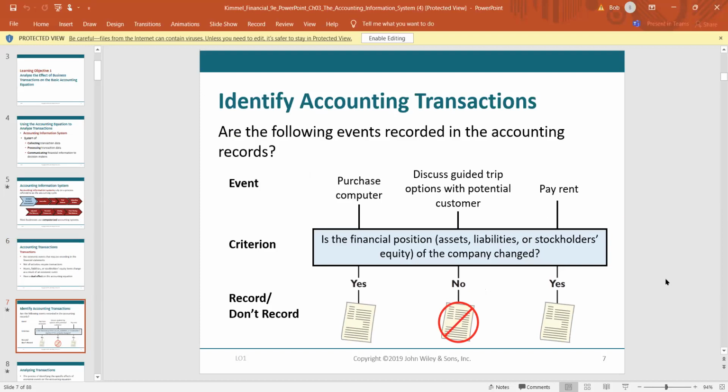Are the following events recorded in the accounting records? You purchased a computer. Of course you record that. There's your invoice. You paid the rent on the far right. Of course you did. Discuss guided trip options with potential customers. No, that's not a transaction that cost you any money or did anything to impact the company. So that's an external event, we'll call it, not requiring any accounting processing. None at all.